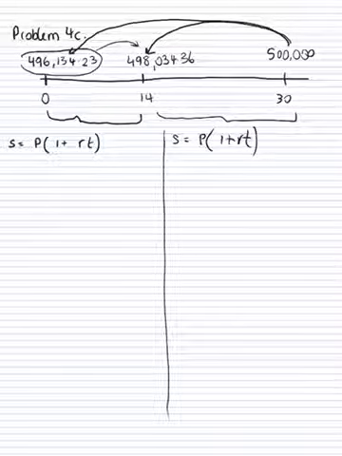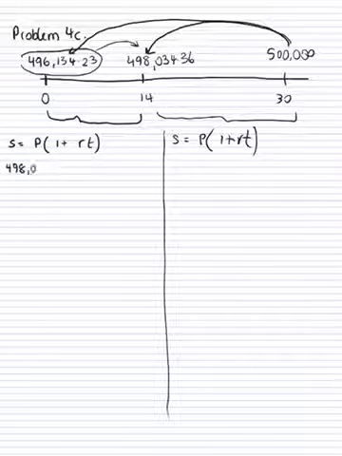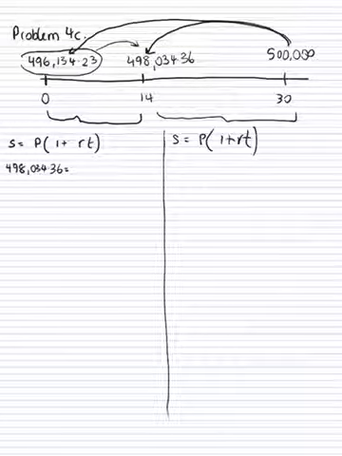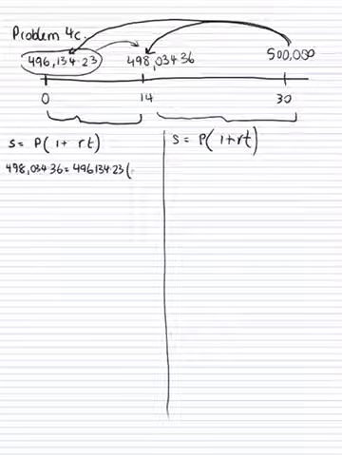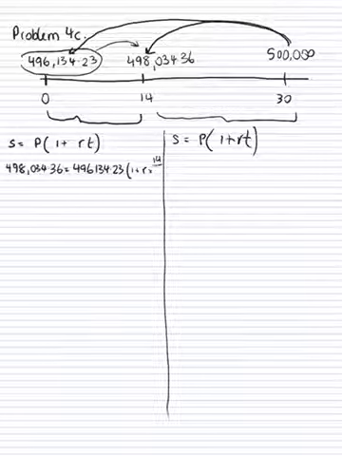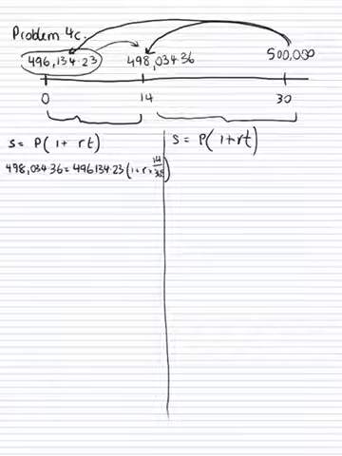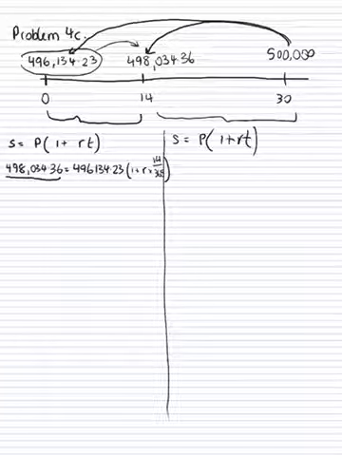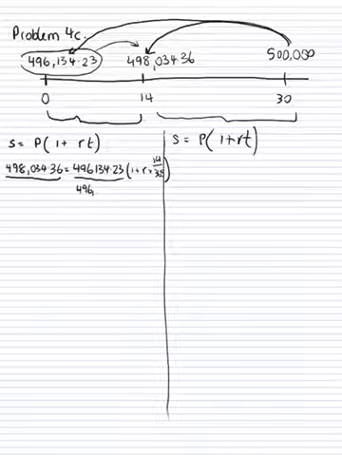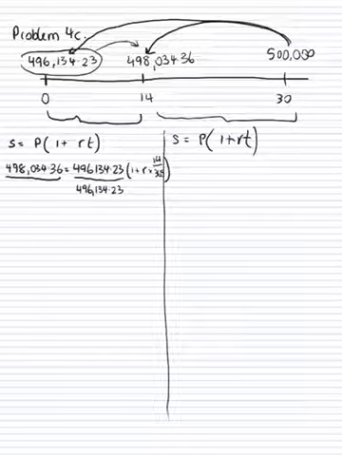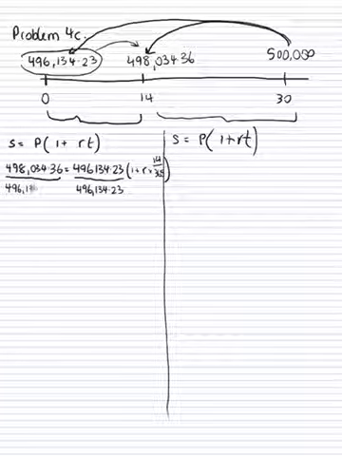So in the first scenario, S is the future value, which is 498,034.36. 496,134.23 is the present value, multiplied by 1 plus R, which is the return that we're trying to calculate, or yield, multiplied by 14 over 365. Now, I need to isolate the R, so the first thing I'm going to do is divide both sides by 496,134.23.